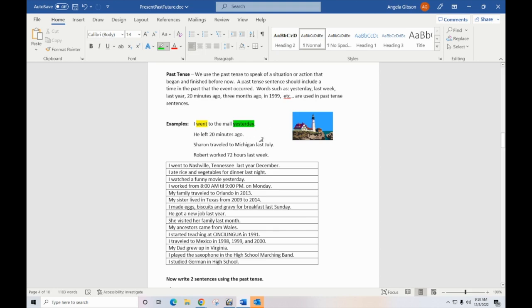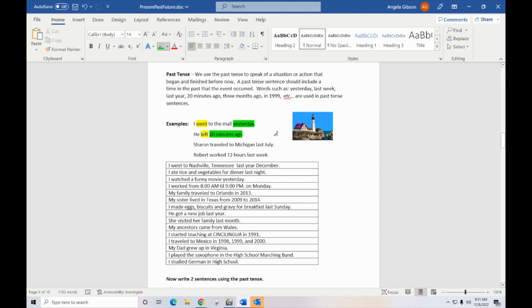In our second example, he left 20 minutes ago. So the past tense verb in this sentence is left. Present tense is leave, so leave, left. And both of these verbs are irregular verbs. I'm going to make some short videos for you going over the 13 groups of the irregular verbs. Basically, you have to memorize those. Okay, so he left 20 minutes ago. Our time in this sentence is 20 minutes ago.